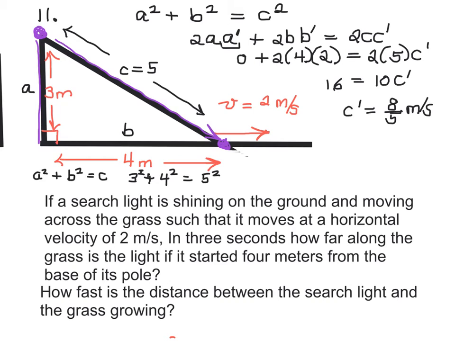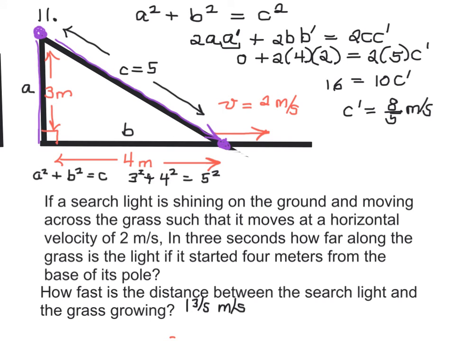Okay, so this is the answer to our second question here. It is, say 5 goes into 8 once with 3 left over, so 1 3/5 meters per second. That's how quickly this distance is growing between the spotlight and the grass.